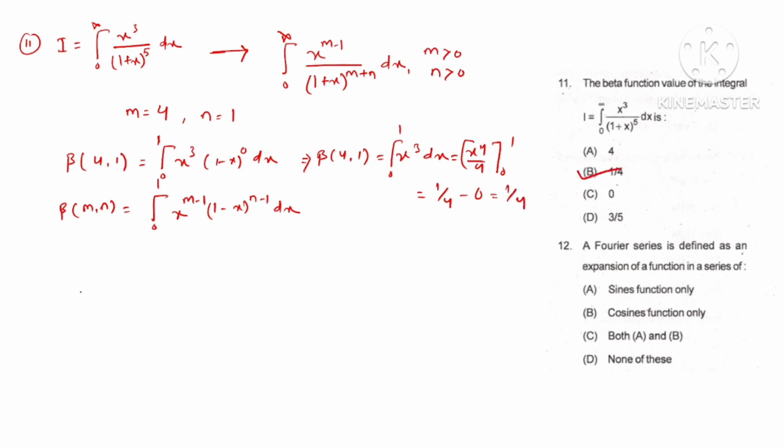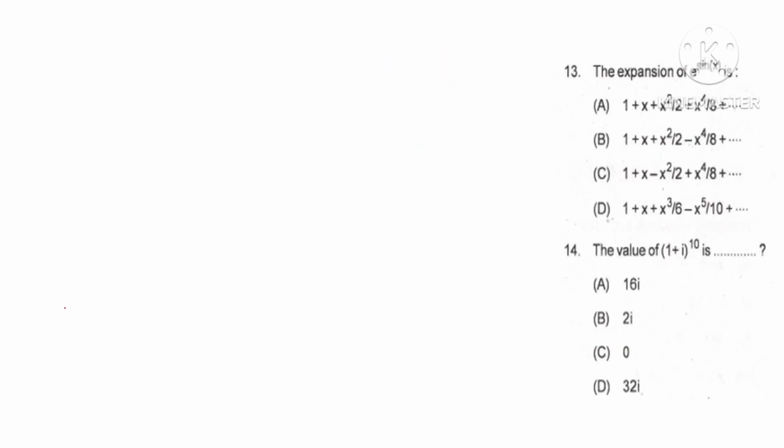Now the 12th question is, this is quite easy. He's saying the Fourier series is defined as an expansion of a function in a series of both sine and cosine. You know this thing, sine and cosine. Okay. So now let's go to the next question.